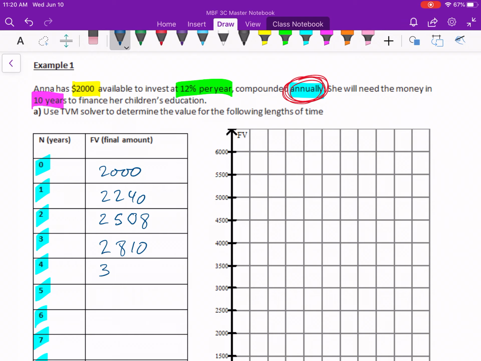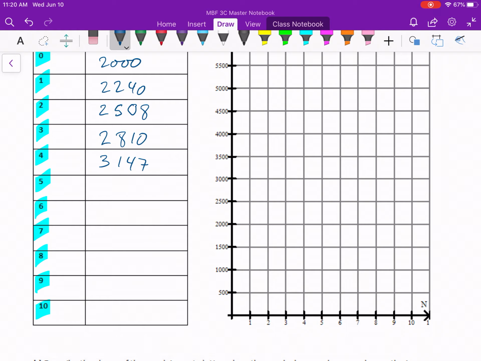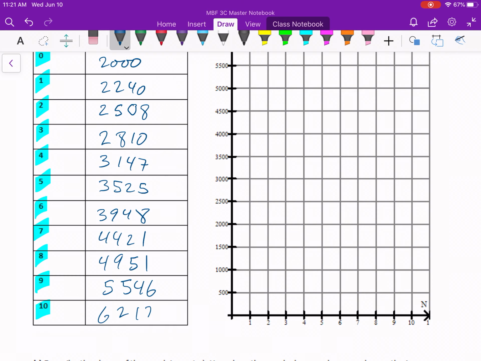Okay, it's getting longer. So I know what the numbers are. You get the idea. I'm just going to fill in the rest of these values. So I'd put 5, 6, 7, 8, 9, 10 in for the different periods, and what I would get is 3525, 3948, 4421, 4951, 5546, 6212.